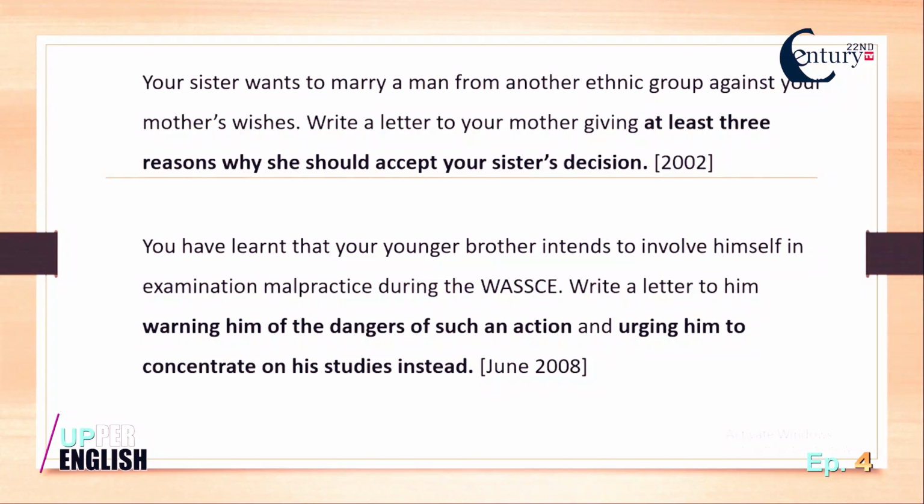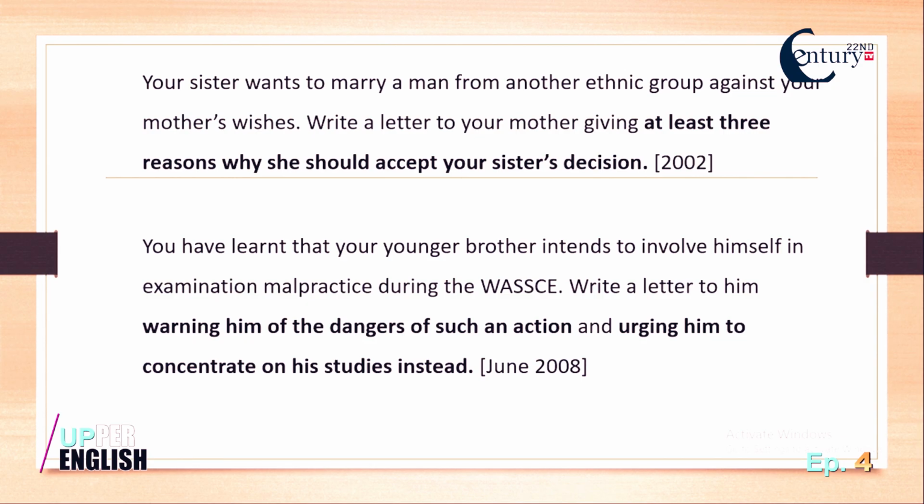All the reasons you have to give are supposed to lend themselves to your mother accepting your sister's decision. So this is one. Most questions asking you to give at least 3 reasons or state at least 3 points are indeed pointing to just one thing. So this is an example of a single direction question. Let us have a look at a multiple direction question. You have learned that your younger brother intends to involve himself in examination malpractice during the WAS. Write a letter to him warning him of the dangers of such an action and urging him to concentrate on his studies instead. So this question has got 2 parts. 1, warning him of the dangers of such an action, meaning the act of taking part in examination malpractice, that is one aspect, and urging him to concentrate on his studies instead.